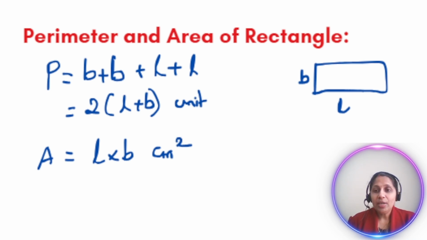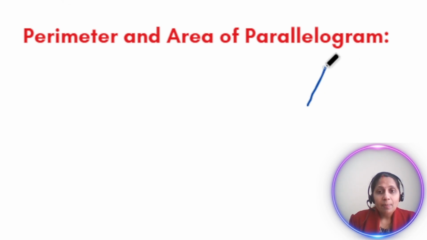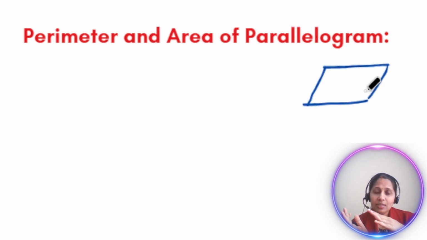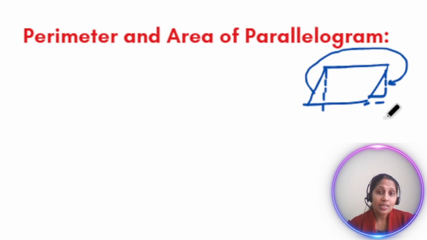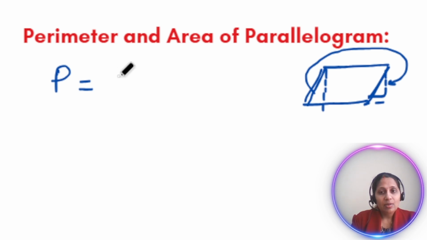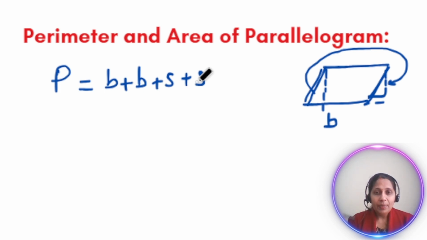Right? Now coming to the area of a parallelogram. A parallelogram is nothing but a tilted rectangle. So what do you do? You just cut this and take this piece and put it here. You get a rectangle again. So the parallelogram becomes a rectangle. Again the same formula. Perimeter is nothing but the sum of all 4 sides. So let's take this as base. So base plus slanting side plus slanting side will give you the perimeter of the parallelogram.